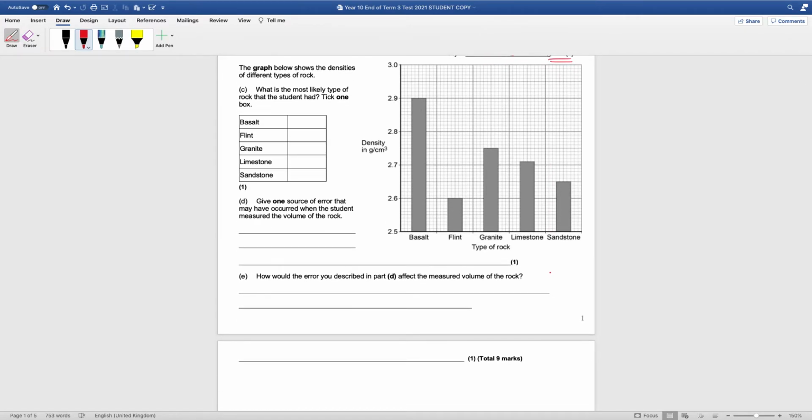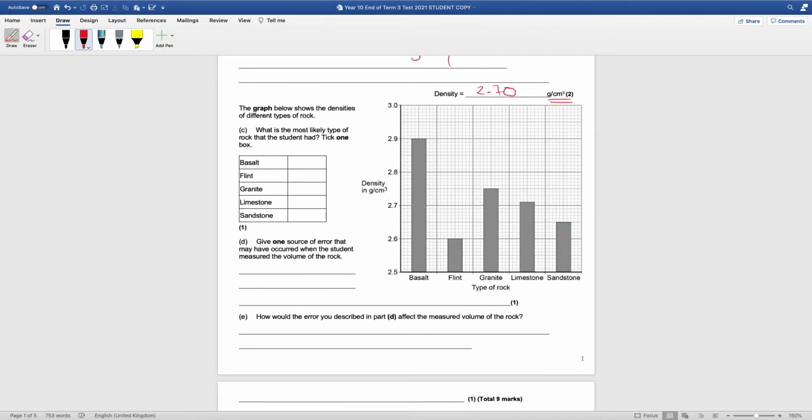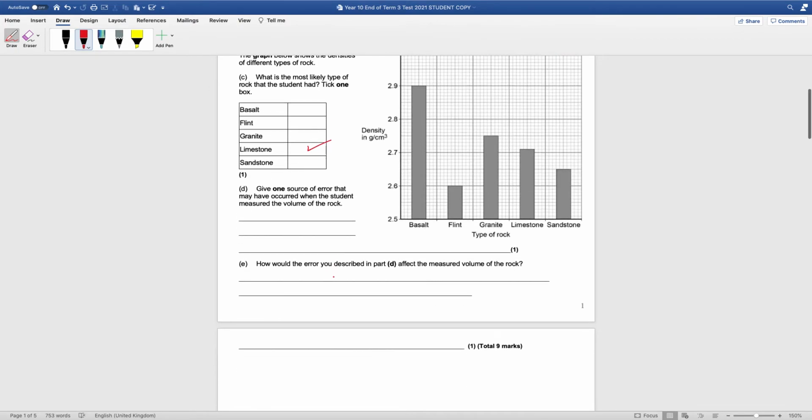Part C. Densities of different rocks. Which is most likely the type of rock the student had? Well, we need a density that is similar to 2.7. And what have we got? Well, limestone is very close to 2.7. The others are all further away. So we'd say limestone.